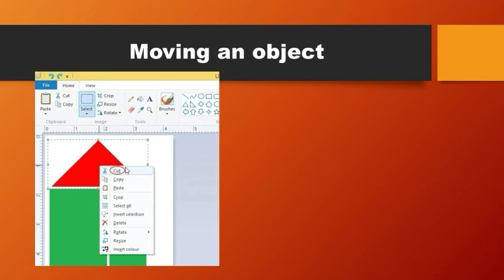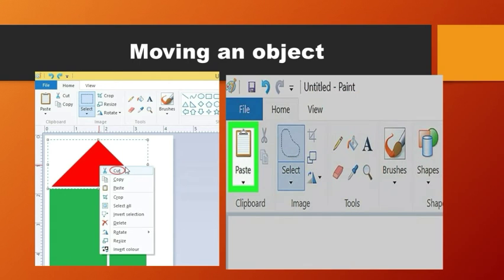Select the object that needs to be moved using the Select tool. Click Cut in the Clipboard group of the Home tab. The object disappears from the canvas. Click Paste in the Clipboard group. The object reappears at the top left corner of the canvas. Now you can drag and move it to any location you want.